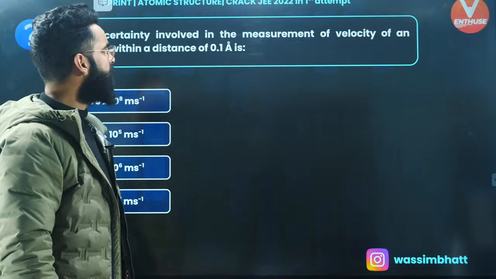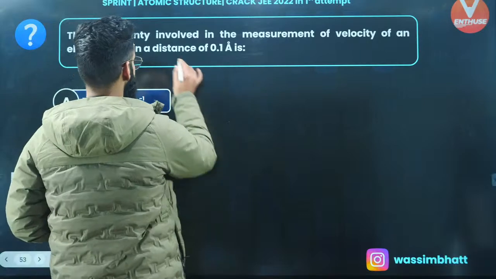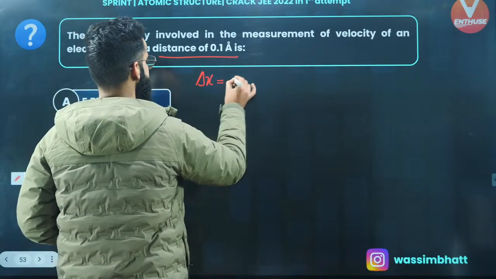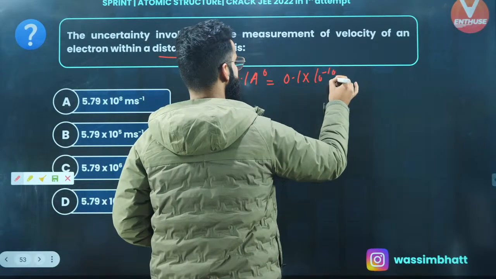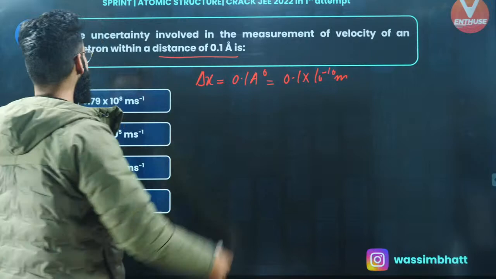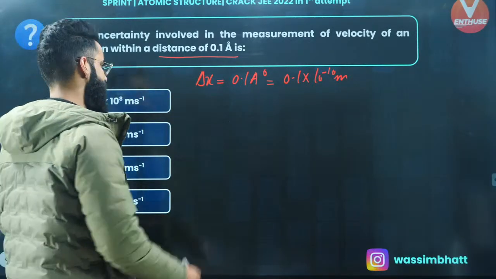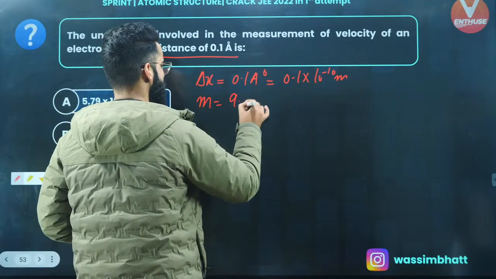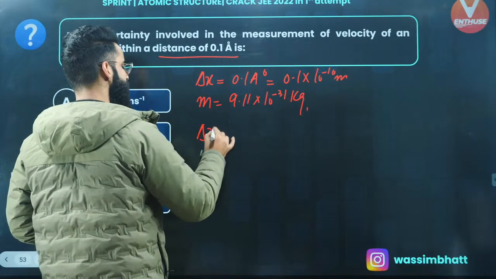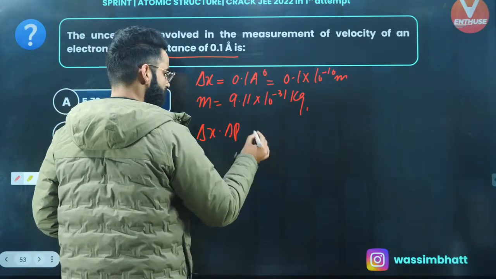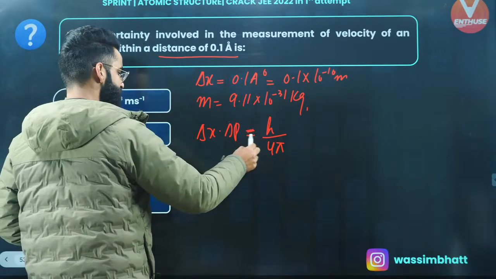The uncertainty involved in the measurement of velocity of an electron within a distance of 0.1 angstroms, right? So uncertainty in the distance delta x is given to be 0.1 angstroms, which is equal to 0.1 into 10 raised power minus 10 meters, right? So delta x is given to us. What do I need to calculate? Uncertainty in the measurement of velocity of the electron. For the electron, the mass will be taken as 9.11 into 10 raised power minus 31 kilograms. So I'll be using Heisenberg's uncertainty principle. Delta x dot delta p is greater or equal; I'll be using the equal sign, is equal to h upon 4 pi.